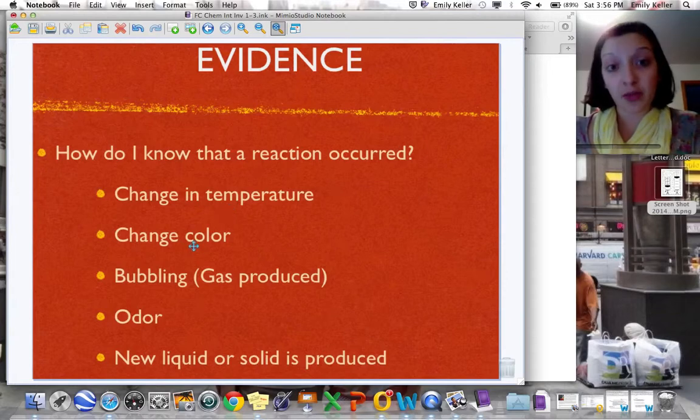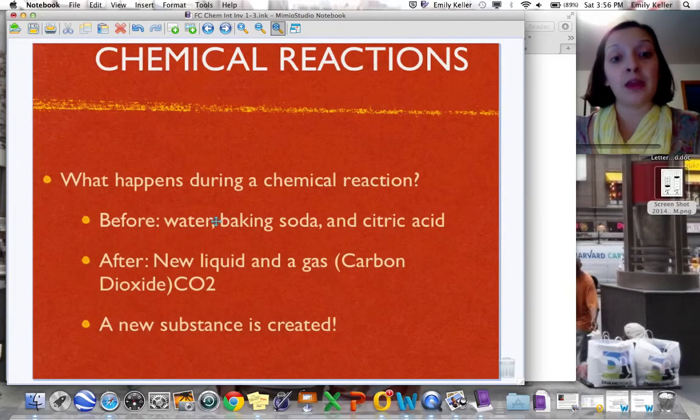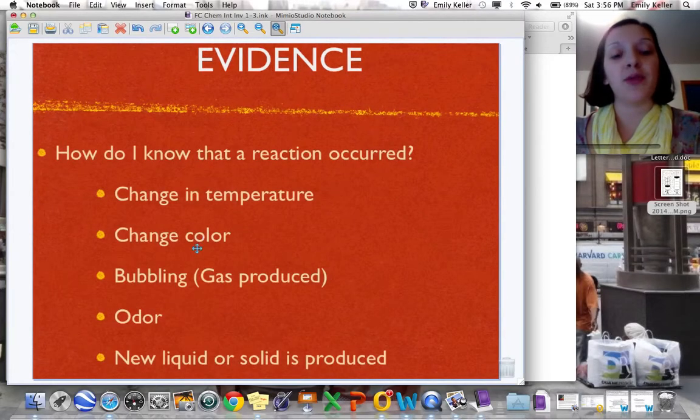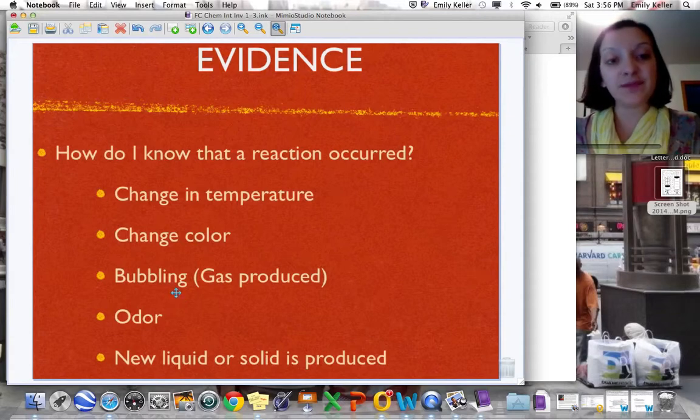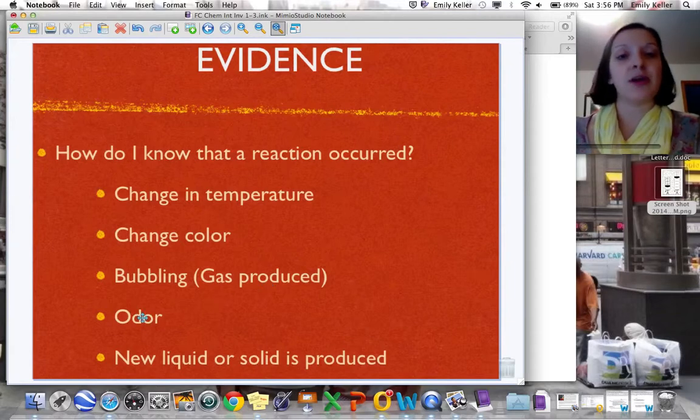Change in color, we had that. Those baking soda and citric acid substances were white, and then we ended up with a clear liquid. Bubbling or fizzing, that means a gas was produced, and we had that with our reaction. An odor, sometimes you can smell an odor, and a new liquid or solid is produced. So here's that idea of something brand new is produced.